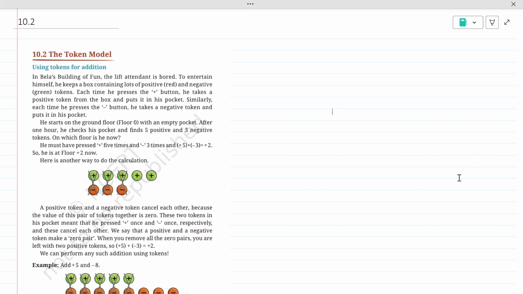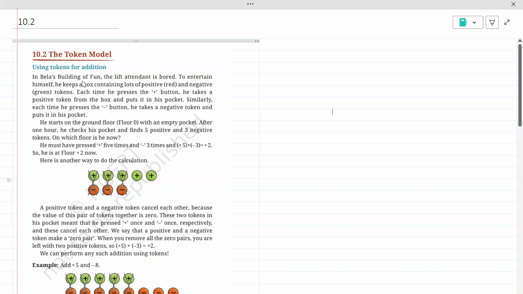So till now, what we have used to understand integers is the building of fun game, and also we had used the mind to understand the various problems based on integers. Next given example is the token model. So let's start and understand what the token model is.